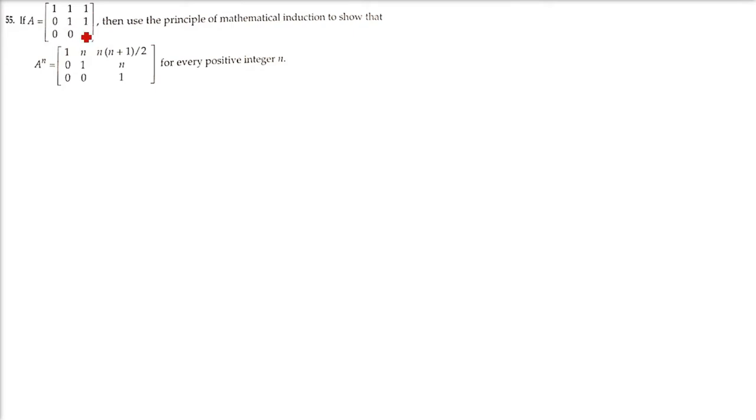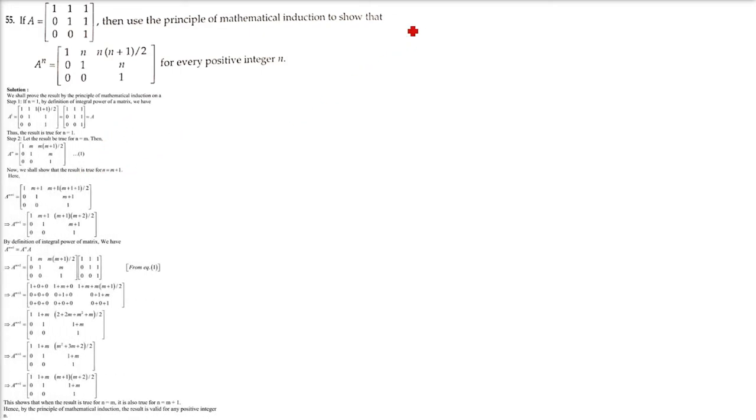Now A is this. Then use the principle of mathematical induction to show A raised n is this matrix. We use the concept of mathematical induction. The first step is this. If you put n as 1, what do you get? A raised 1. So in A raised n, just put n as 1. So 1, 1, 1, and then we have 0, 0, 1. n plus 1 by 2, 1 plus 1 by 2, that is 2 by 2, that is 1. So what do you get? It is 1. So this one is exactly similar to A, and A is nothing but A raised to the power 1.